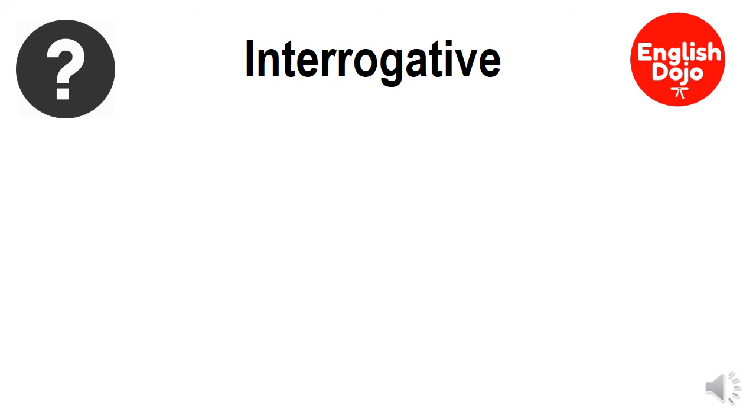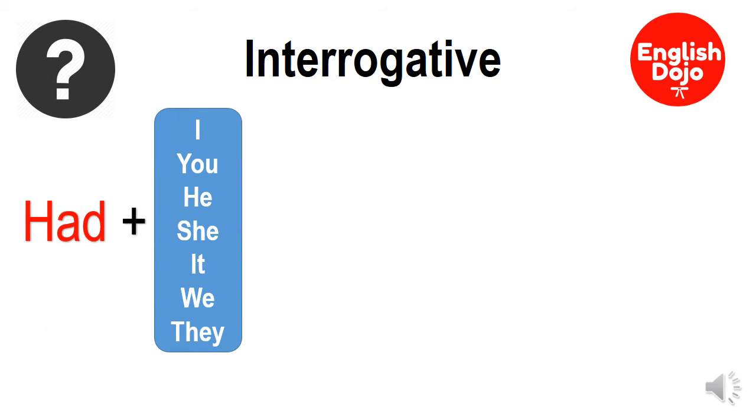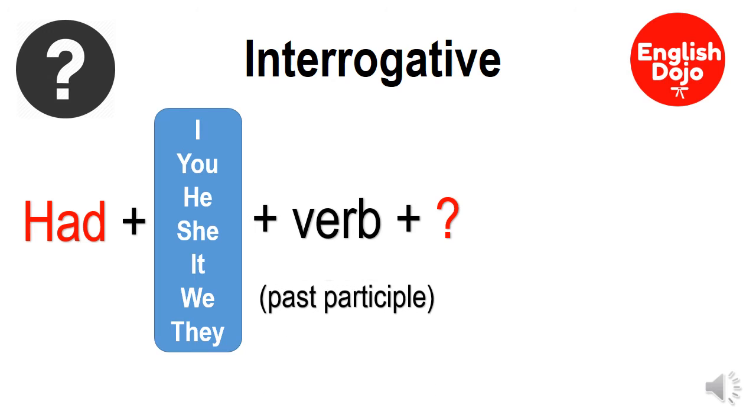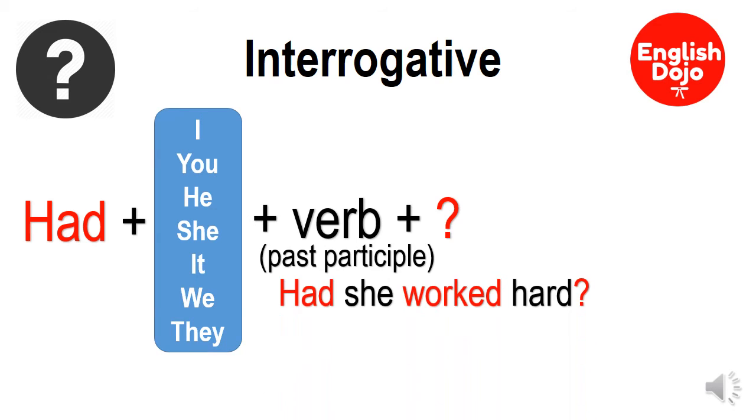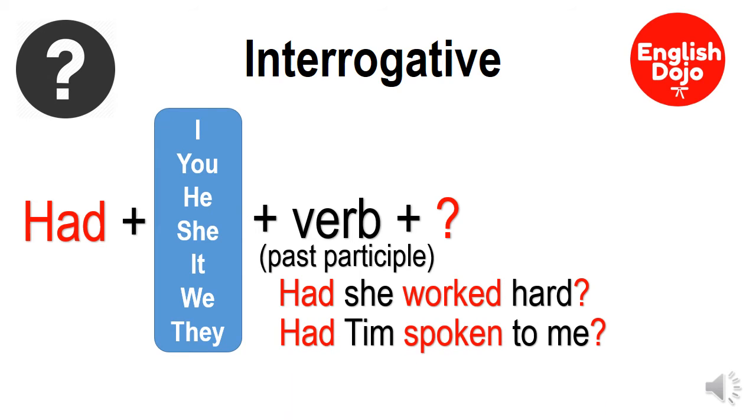In the interrogative form, same thing. The only difference is that you need to start with the auxiliary. This time, the auxiliary is had. And then we have the pronoun and then the past participle, and then the question mark. Using the same example we've been working with, that would be had she worked hard and had Tim spoken to me.